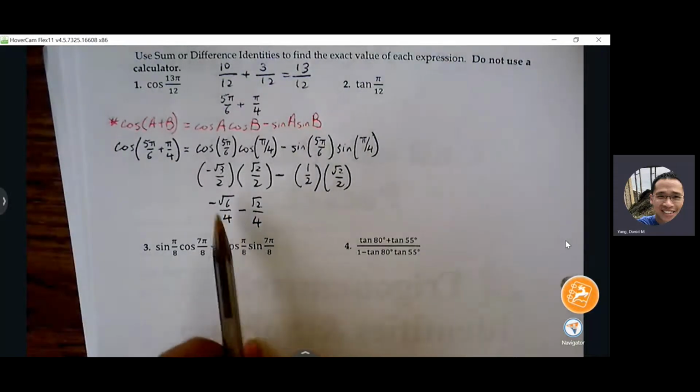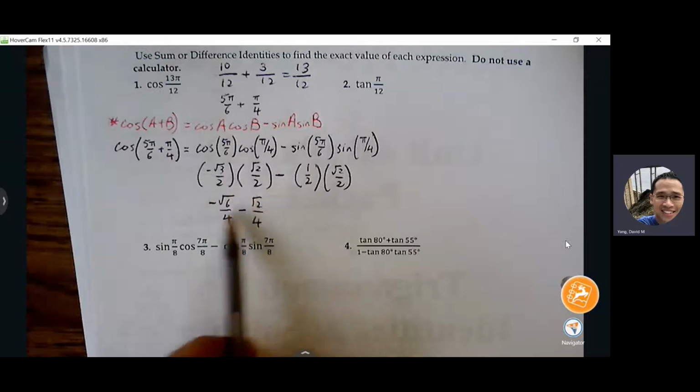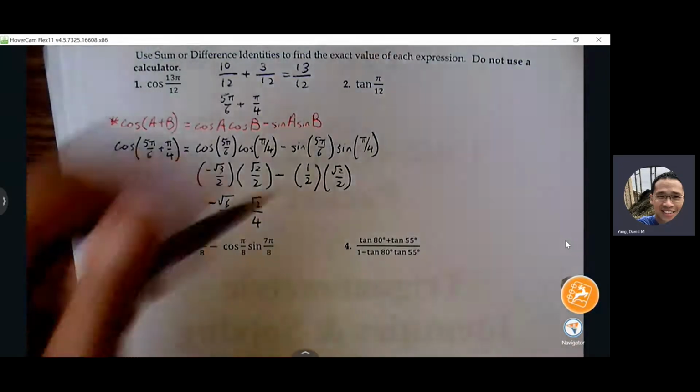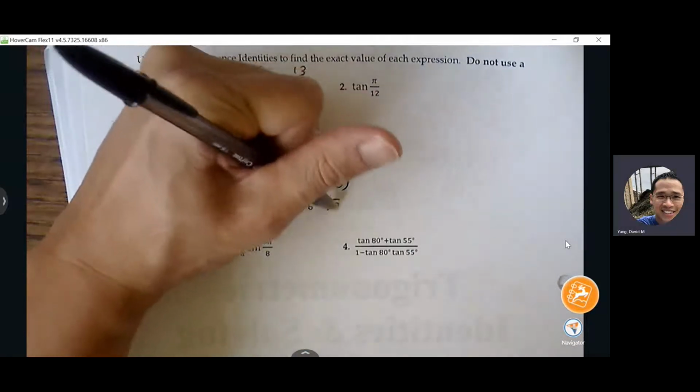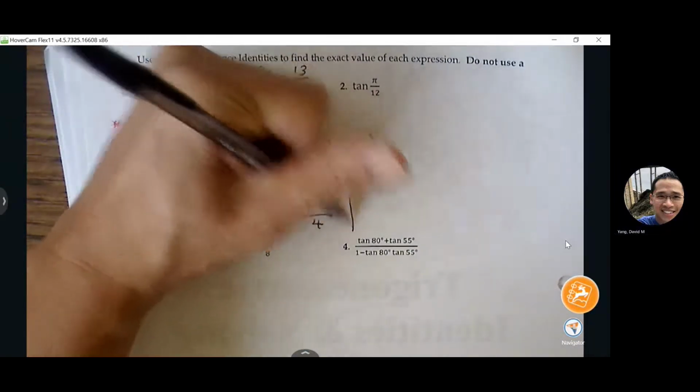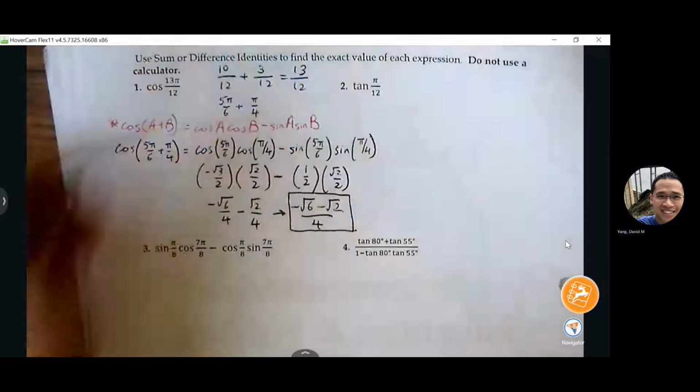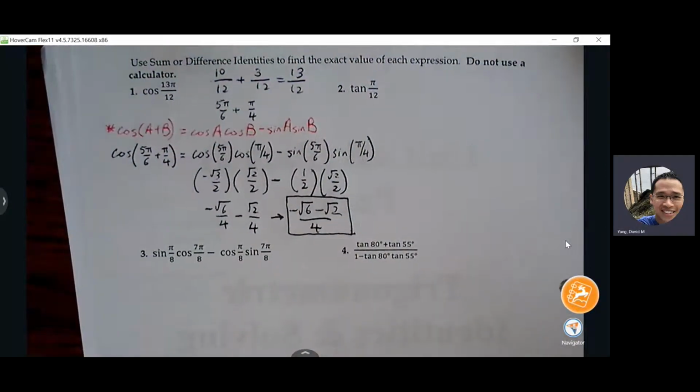So now that we have a common denominator, we get -√6 minus √2 over 4. Okay, so these are kind of separate, but that's the best we can do. At least we have an exact value, even though the angle measure doesn't quite fit in our unit circle, we're able to represent it in terms of measures that we do recognize. Okay, questions?